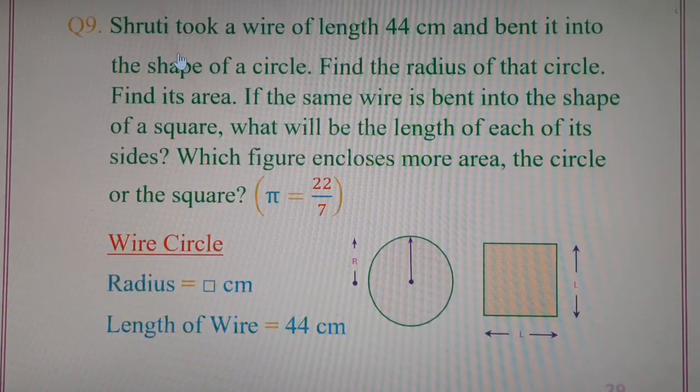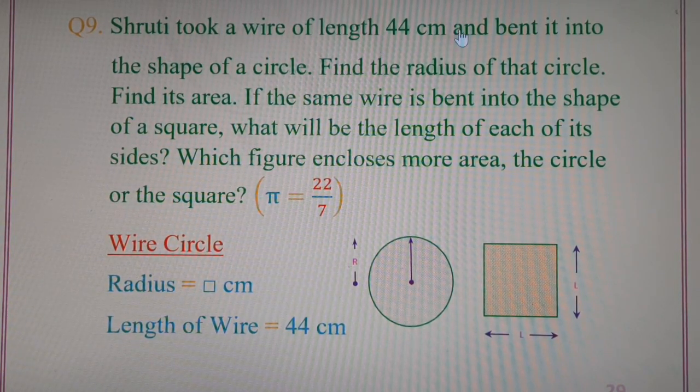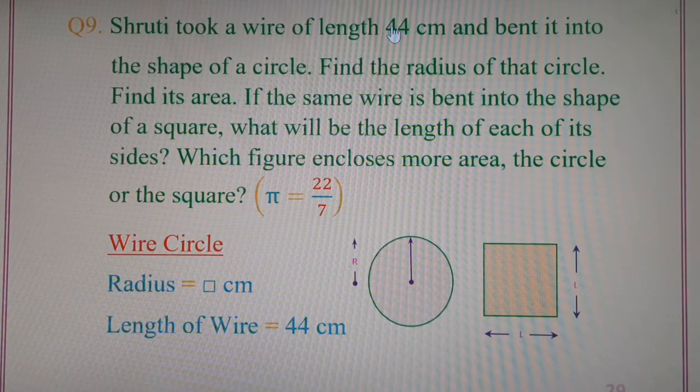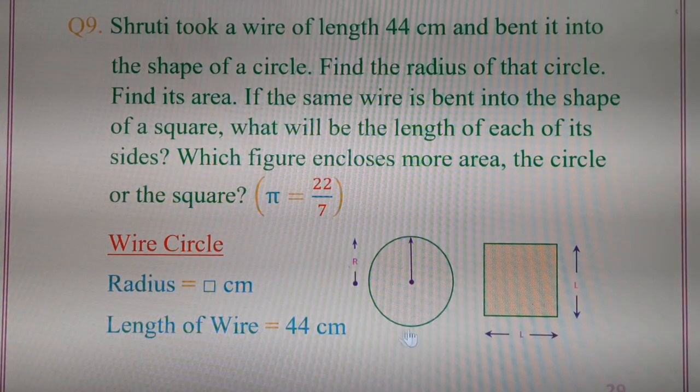Let's go to the 9th sum. In the 9th sum, the question is given as: Shruti took a wire of length 44 centimeter and bent it into the shape of a circle. So Shruti is taking a long wire, and then she is bending it into a circular shape. So here in the diagram we have a circular wire which is round. And what is the length of the wire? That means 44 centimeter. So we can say the outer length of this circle will be 44 centimeter because that will be the length of the wire she is using for bending it into a circle shape. So we can say circumference will be 44 centimeter, or we can say perimeter is 44 centimeter.